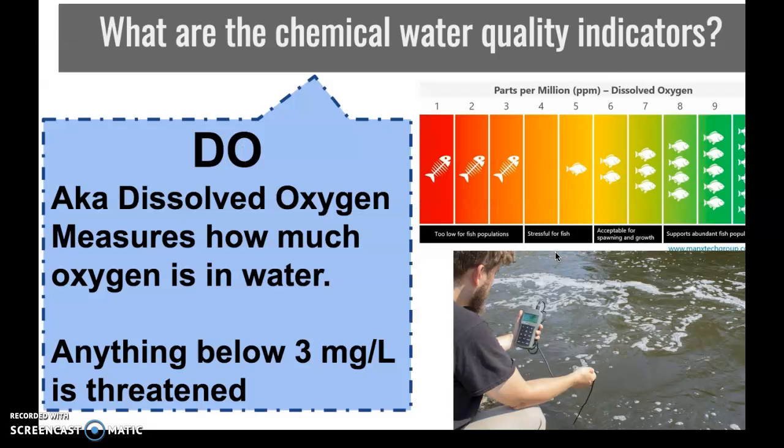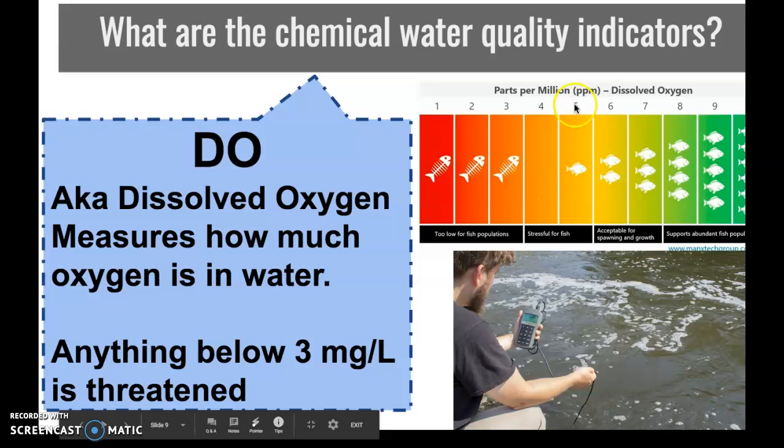Good. Our next indicator here is dissolved oxygen, DO. It measures how much oxygen is in the water. Anything below 3 milligrams per liter is considered threatened. So you can see right here we've got a little chart for you. So here's our parts per million, ppm, which is different than milligrams per liter.